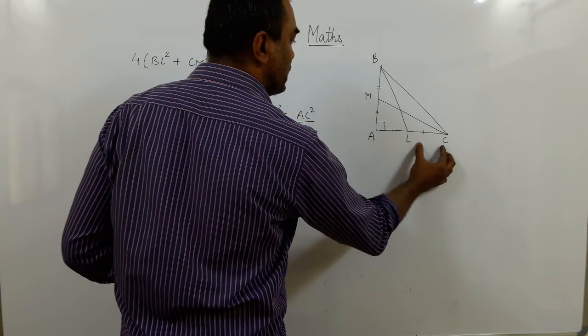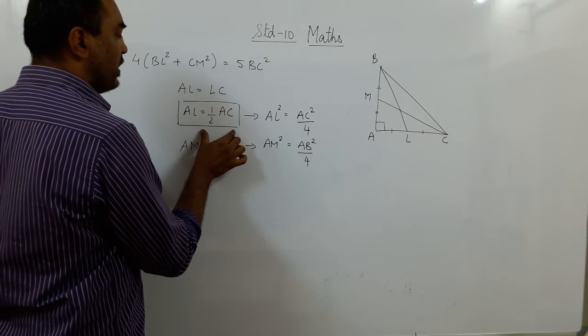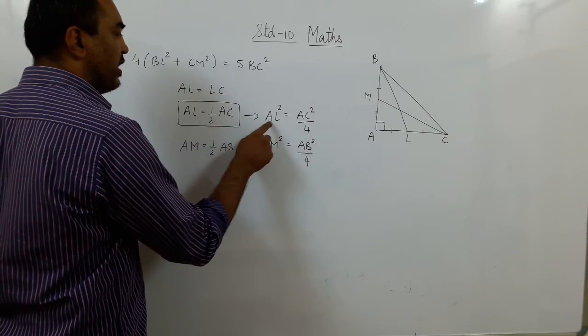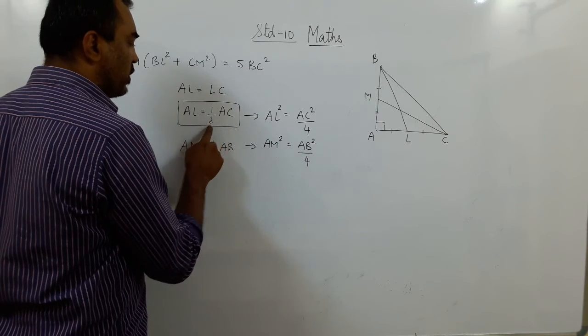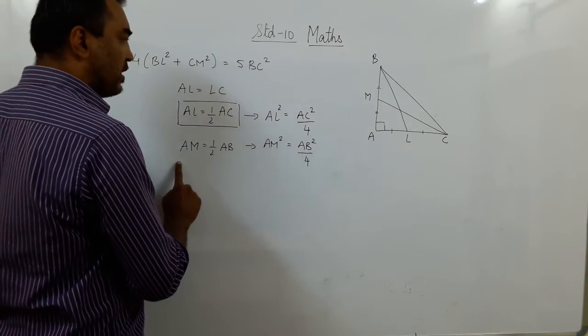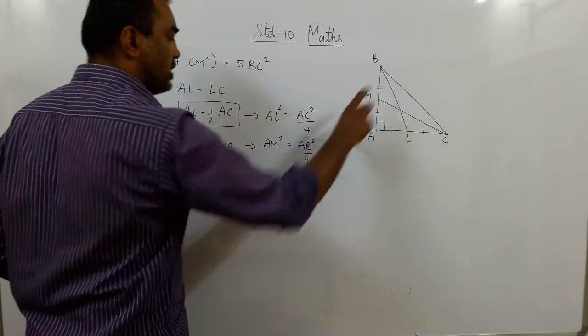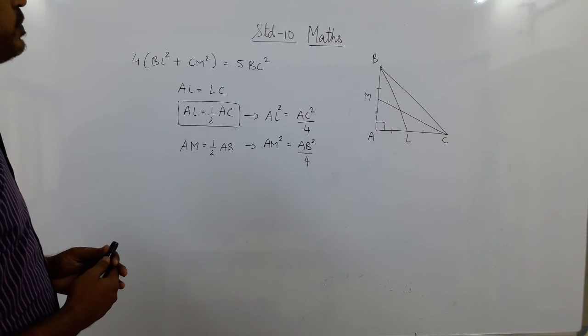So AL equals CL. So AL is half of AC. If AL is half of AC, squaring both sides, AL square is AC square over half squared. 1 square is 1, but 2 square is 4. So I wrote AL square is AC square by 4. In the same way, AM square is AB square by 4. Okay? And now we start our sum.